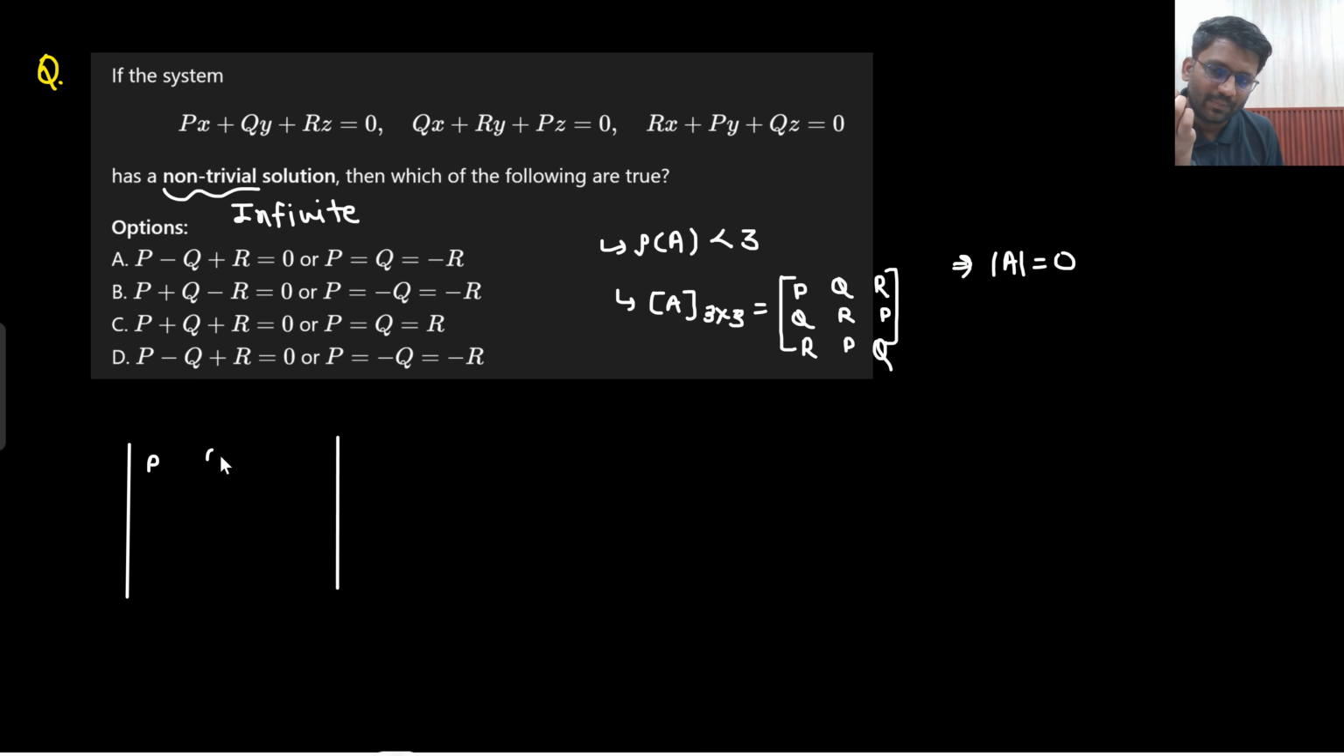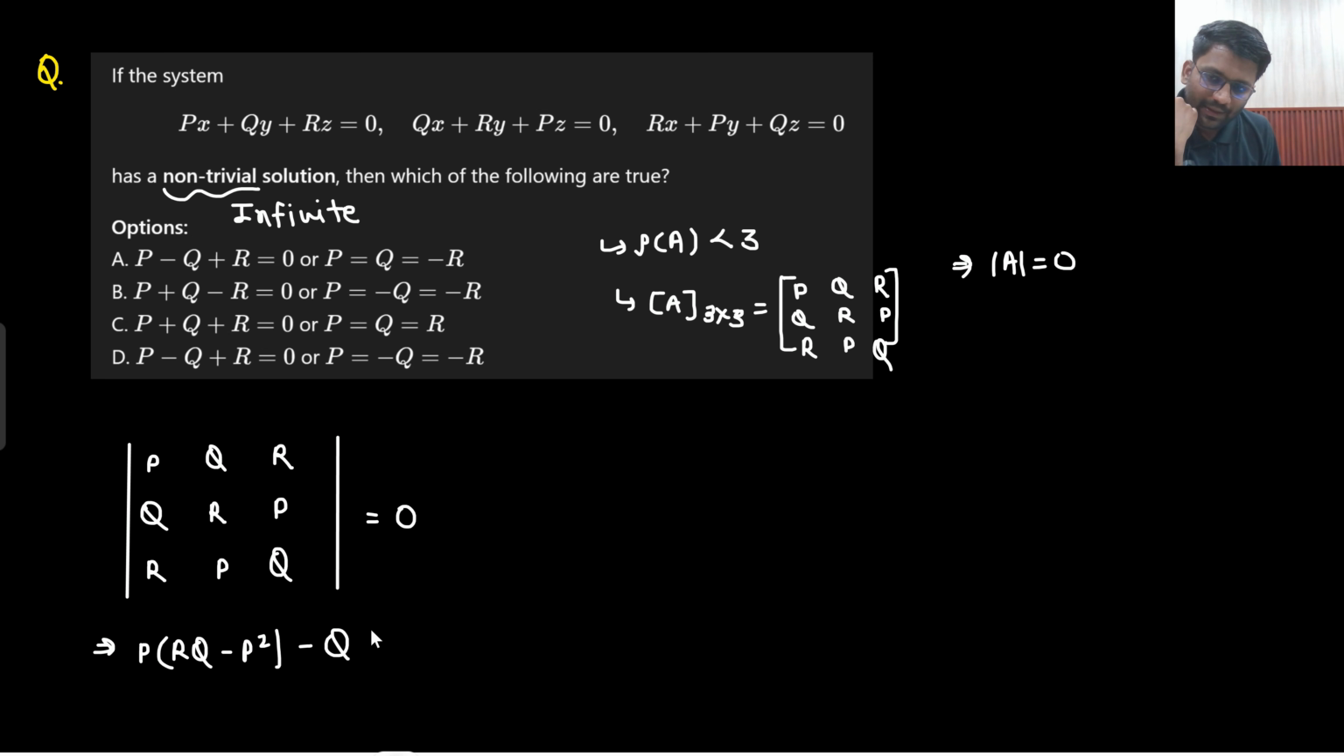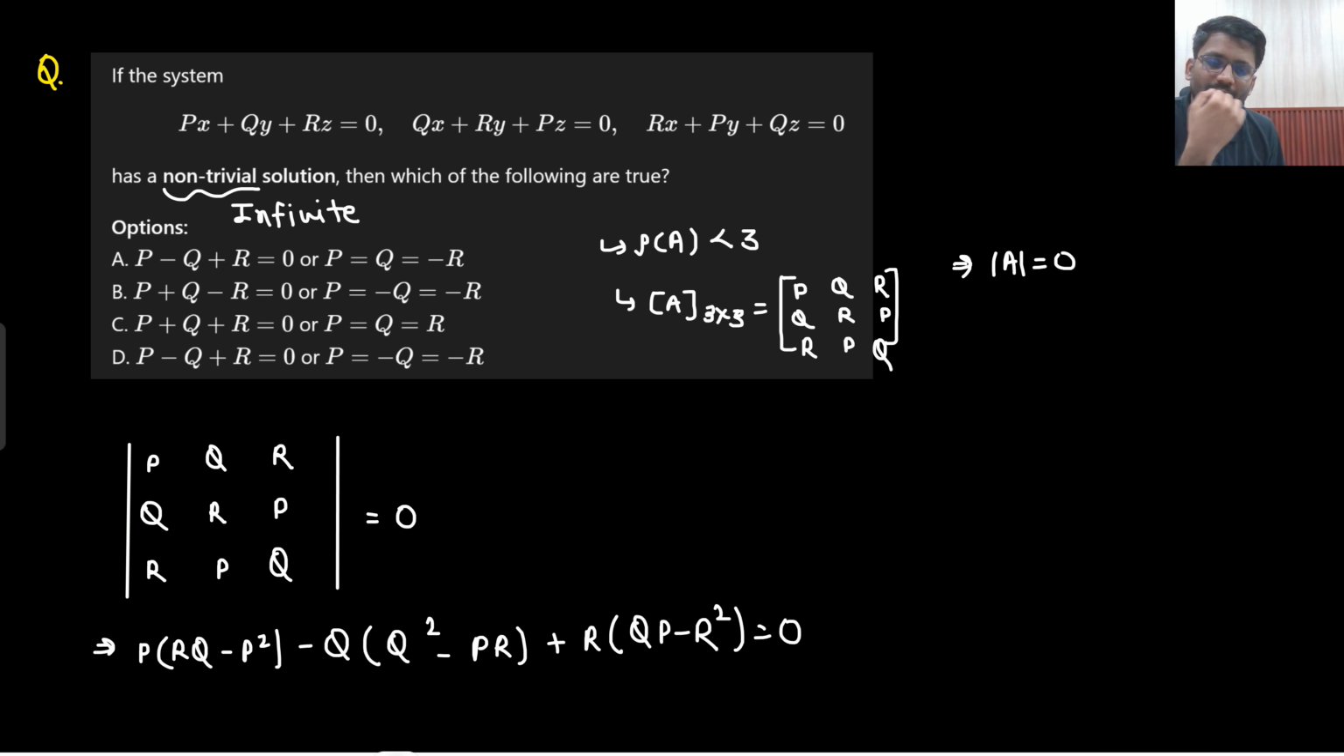This is my scenario. PQR, QRP, and RPQ. I want it to be 0. This is what I want. Understandable? So simply calculate the determinant. P multiply with RQ minus P square, minus Q multiply with Q into Q will be Q square minus PR, then plus R QP minus R square. That should be equated to 0.